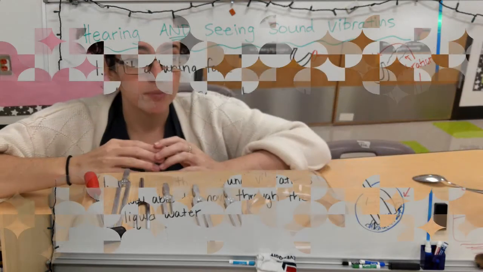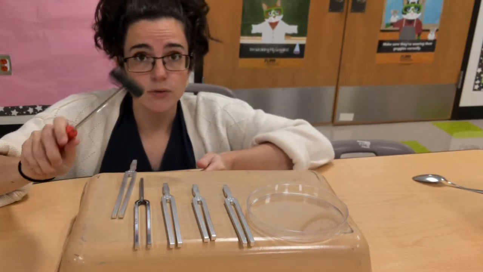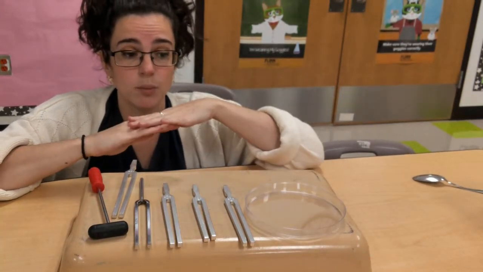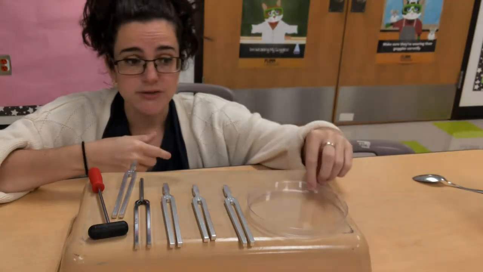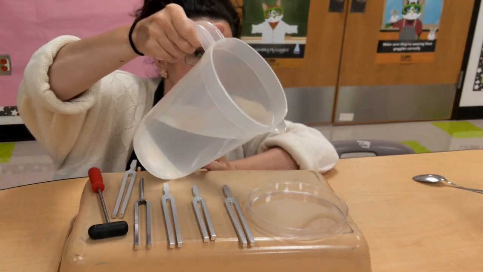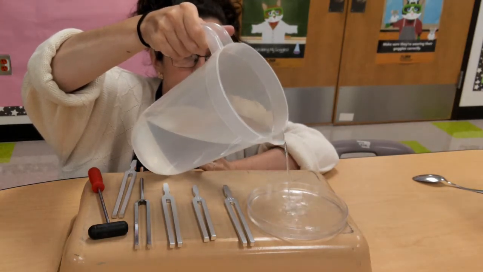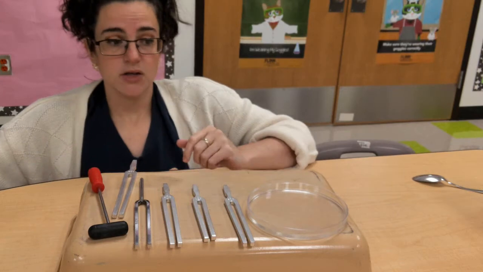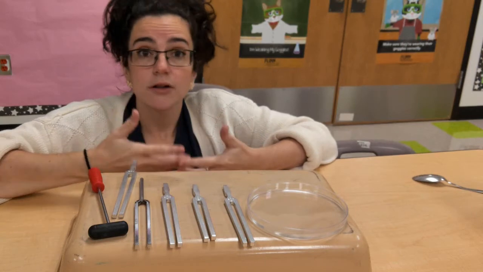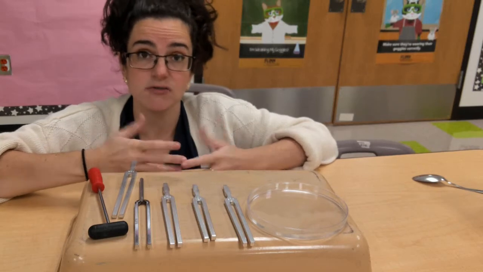So with this type of experiment, you're going to need a tuning fork, something to hit the tuning fork, like I have right here. You're going to need some sort of dish that's flat. I just have a clear petri dish, and then you're going to need some water, and you'll need to fill your dish with water so that it has a good amount of volume in there. You can even play around with different types of liquids, or coloring the water with food coloring to see the different variations of this type of experiment.